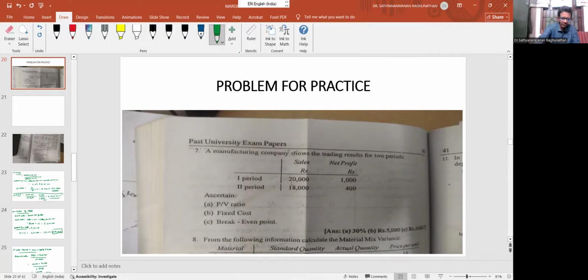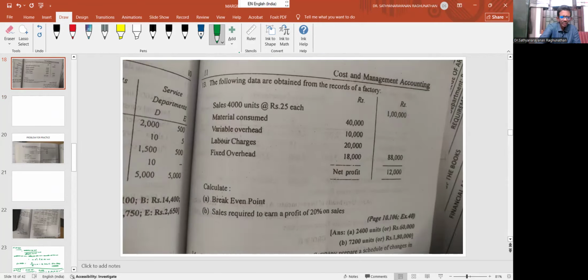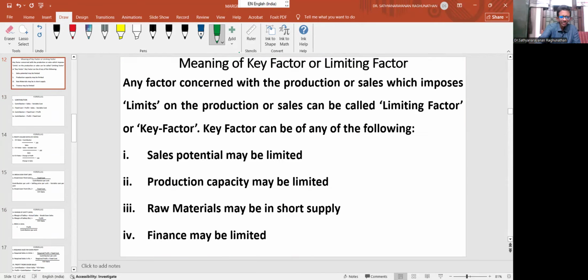Now, finally, before winding up, we are going to discuss the meaning of key factor. The other name of the key factor is limiting factor. Key means something important, something crucial.